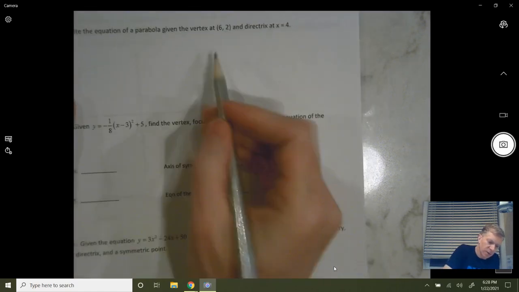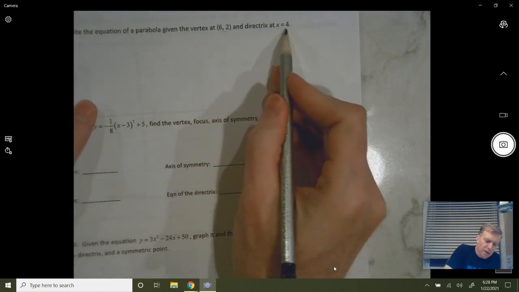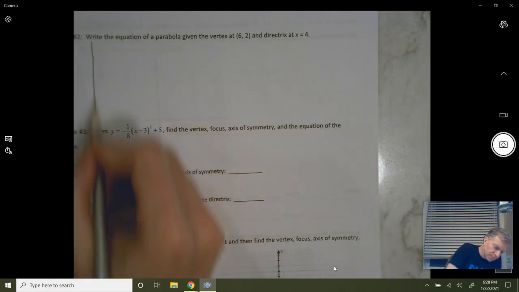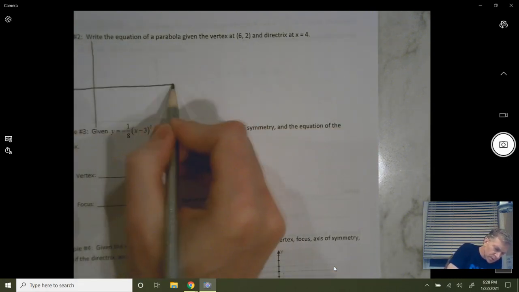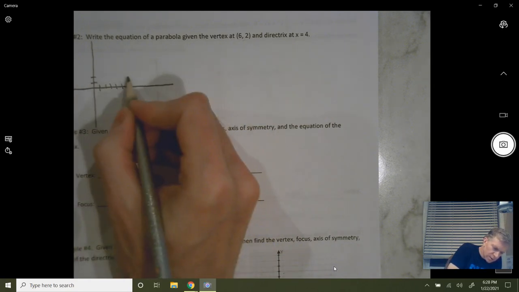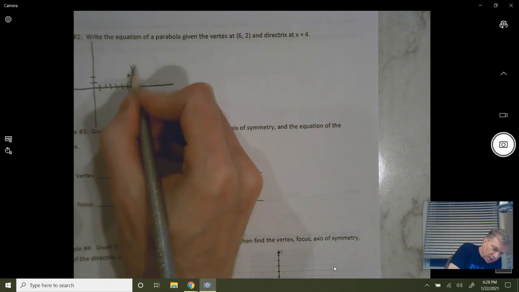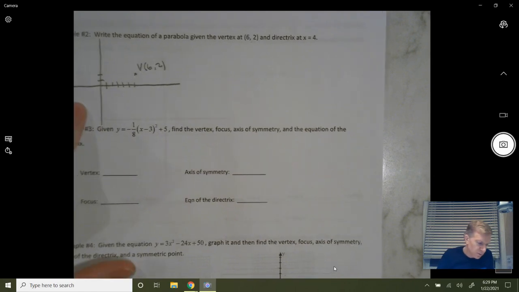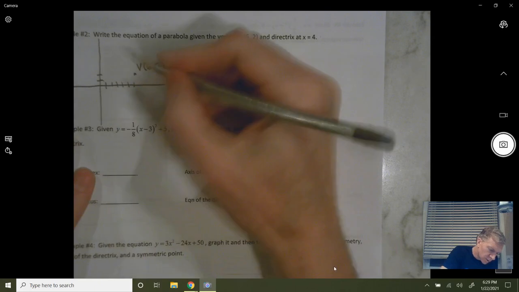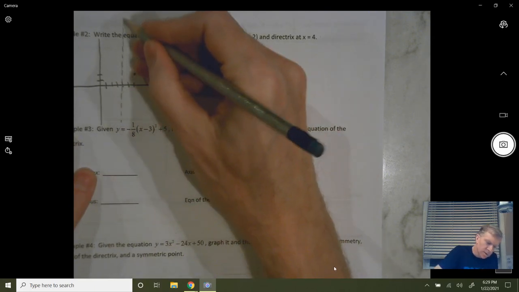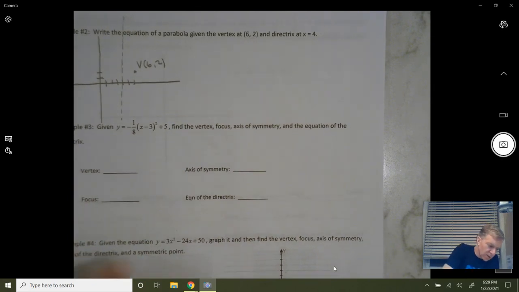Write the equation of the parabola, vertex at (6, 2), and directrix at x equals 4. One, 2, 3, 4, 5, 6, 2. That was the vertex. Be careful. They try to trip you up. They give you a different value, but they'll always tell you what it is. Vertex is (6, 2). And then x equals 4 is your directrix.